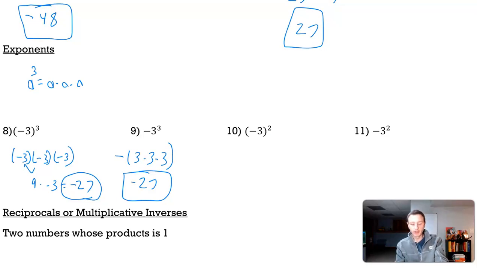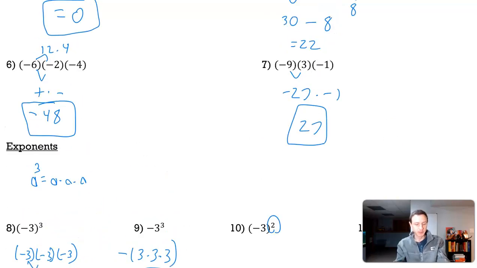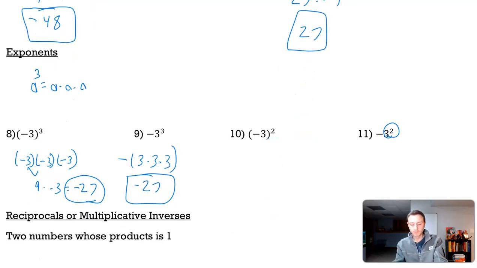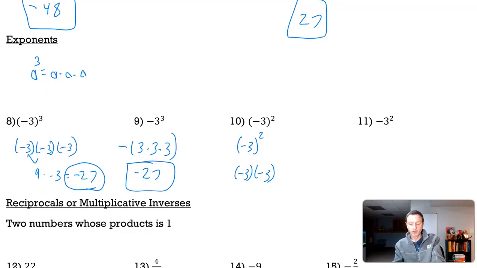But when the power is even, just like how we were talking about over here with these examples, remember I was explaining negative and negative and negative, what's the sign going to be? That's really important with even exponents. Because on number 10, this is negative 3 to the second power, so it's negative 3 times negative 3. It's negative 3 being multiplied 2 times. Where here on number 11, it's negative times 3 squared. So this is negative 3 times 3.